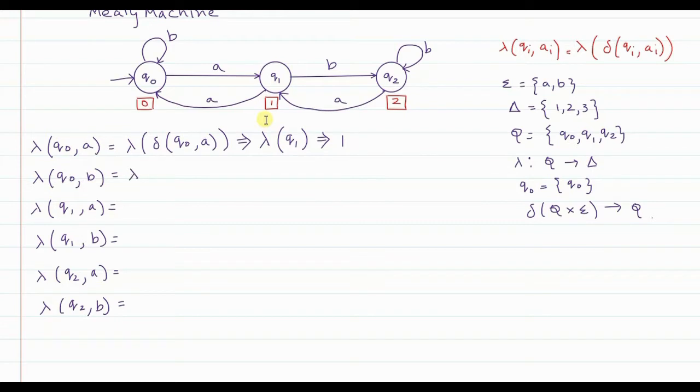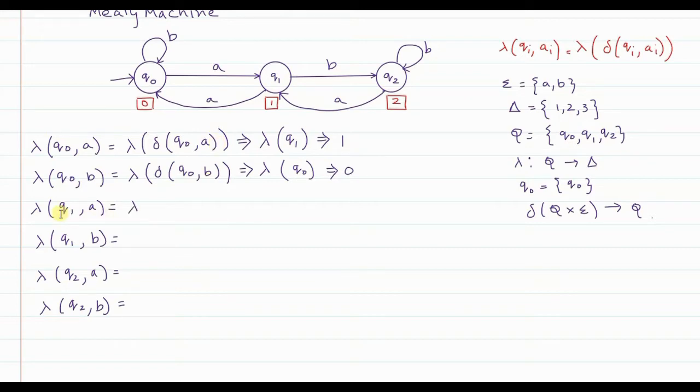Similarly, for Q0 on B, it is written as lambda of delta of Q0 on B. Then you find out what is the transition from Q0 on B. Now Q0 on B goes to Q0 only, right? Q0. So then you find out what is the output associated with state Q0. The output associated with state Q0 is 0. Correct? Then we find out lambda of Q1 on A.